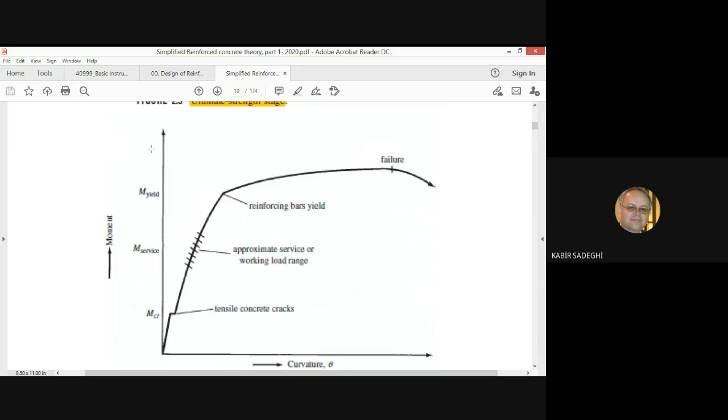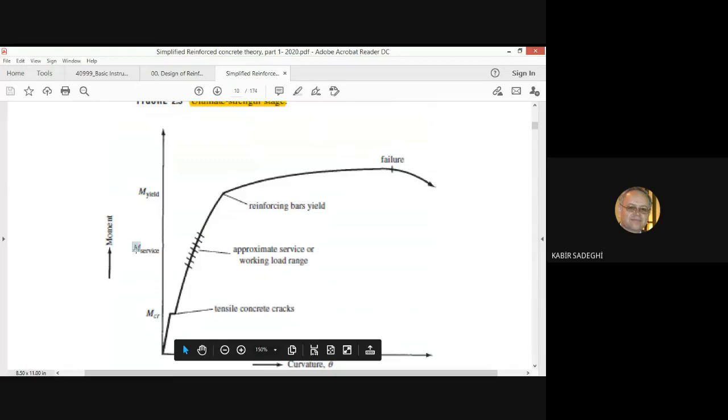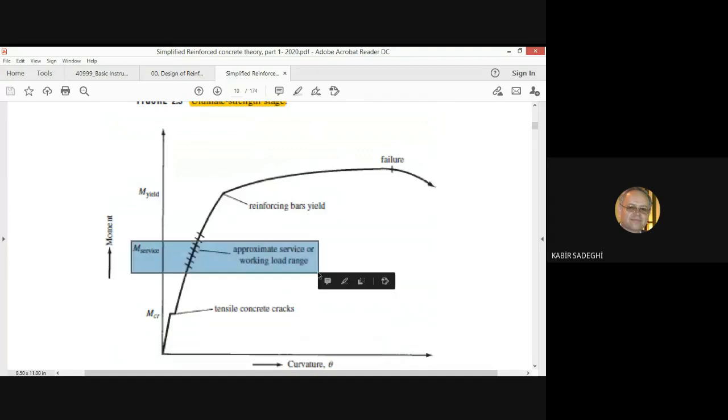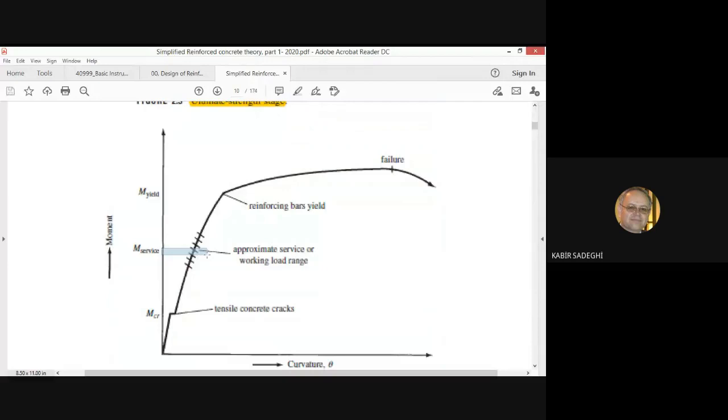This shows one curve of moment in terms of curvature. You see the different phases, that is, MCR, the cracking moment, when the tensile concrete cracks appear. And then there are different phases. Here is the service, the approximate service or working load range. Do you remember I told you we consider up to 45% of f'c strength when we design and use for modulus of elasticity as well? It is this range.